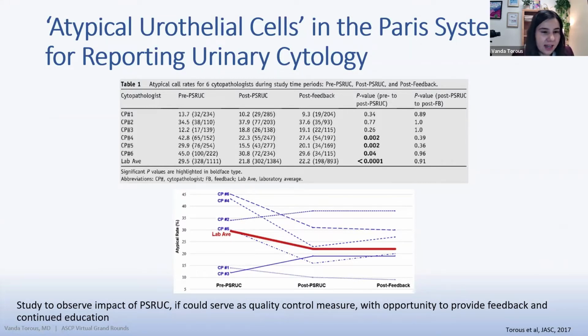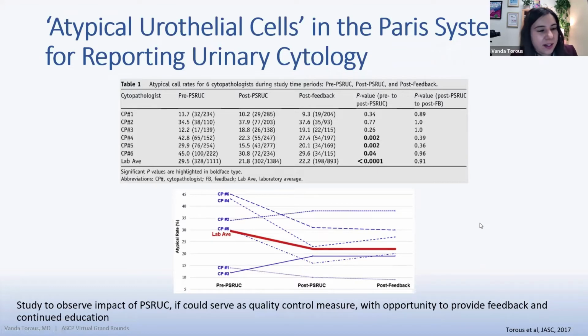And this study looked at the impact of the Paris system, but we also had a period of feedback as well. And we saw that there was quite a large impact with the new criteria on atypia rates with the Paris establishing the Paris criteria, or applying the Paris criteria. Now, with added feedback post that, there wasn't as much of a help, but that could have been because, and likely was, because we had such an impact already due to applying the Paris criteria.